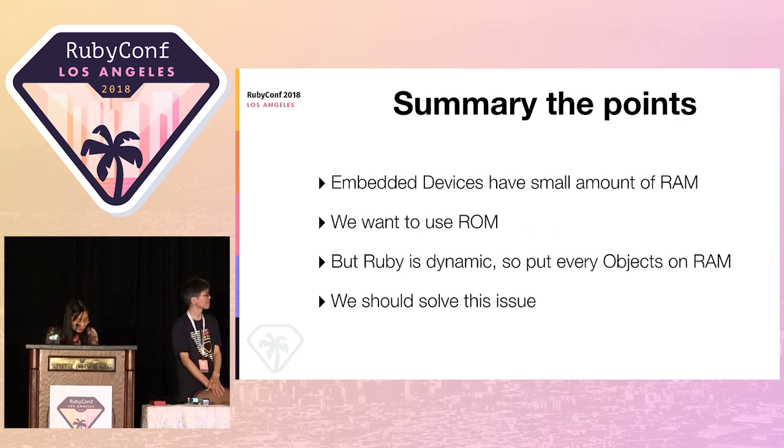Now, let me summarize the talk at this point. On embedded devices, we can use only a small amount of RAM. Therefore, we want to utilize ROM rather than RAM. However, since Ruby is a dynamic language, even objects, including standard classes, consume RAM. It is what we want to solve here. In other words, we want to solve the contradiction between the dynamic language Ruby and static storage ROM.